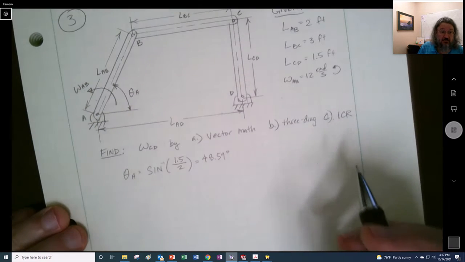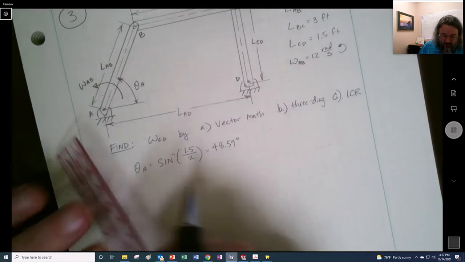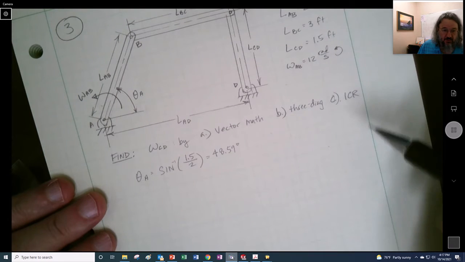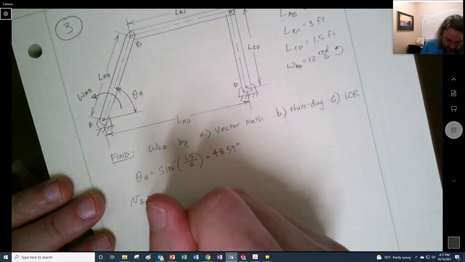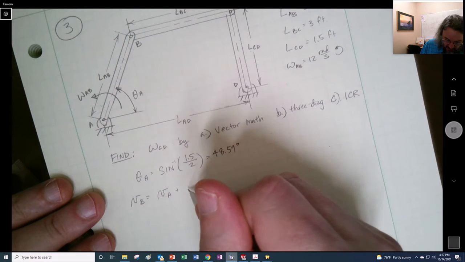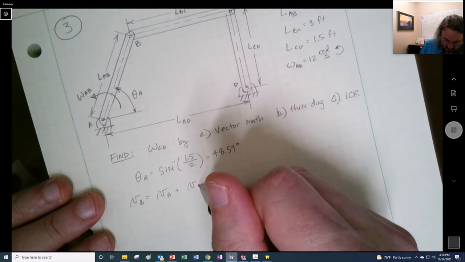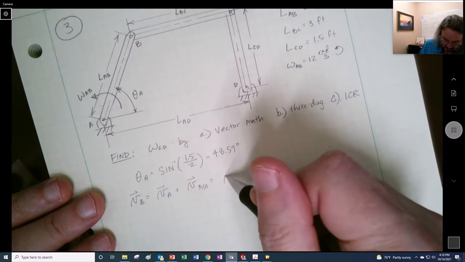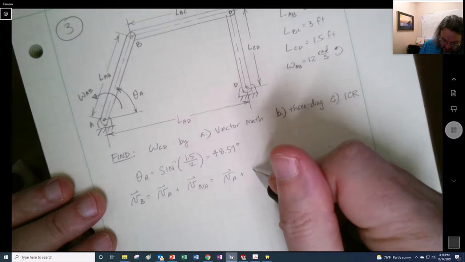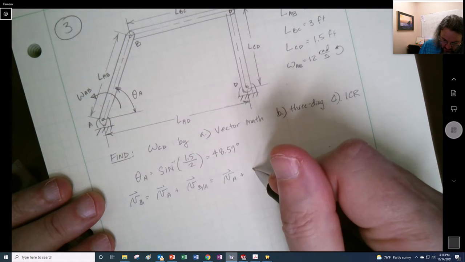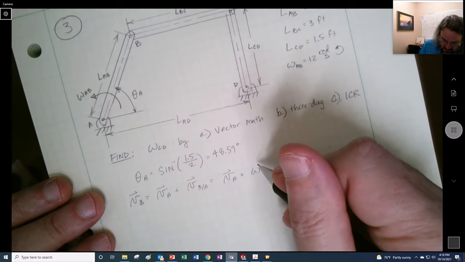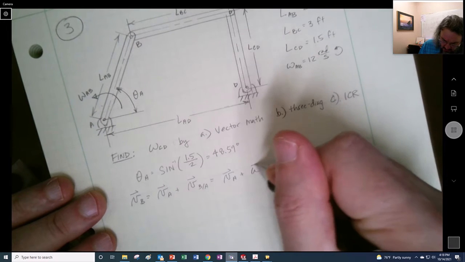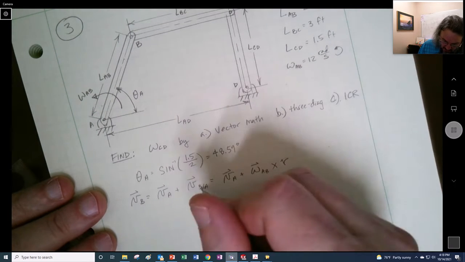So when we do this, what we need to do is find the velocity of B to start with, right? So the velocity of B is going to be equal to the velocity of A plus the velocity of B with respect to A. These are vectors right here. And that means the velocity of A plus, I think omega goes first, omega AB, yes, crossed with R, B with respect to A.